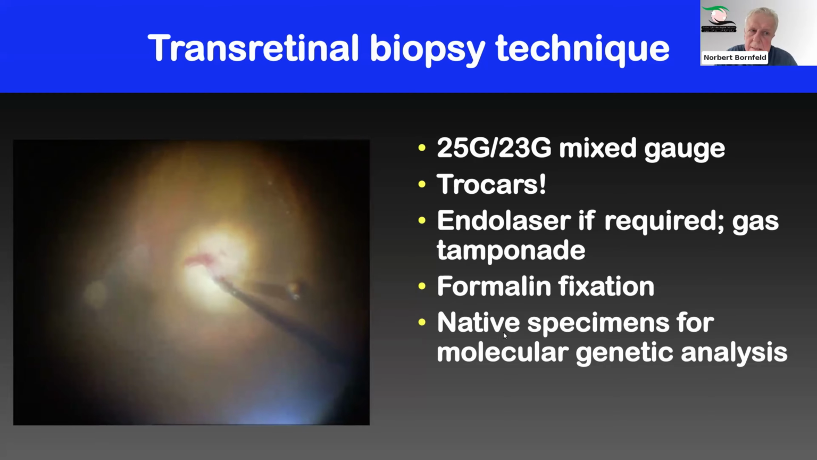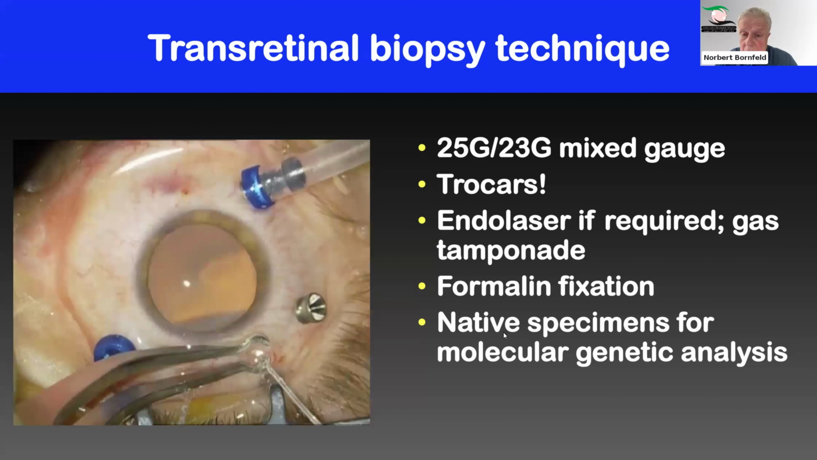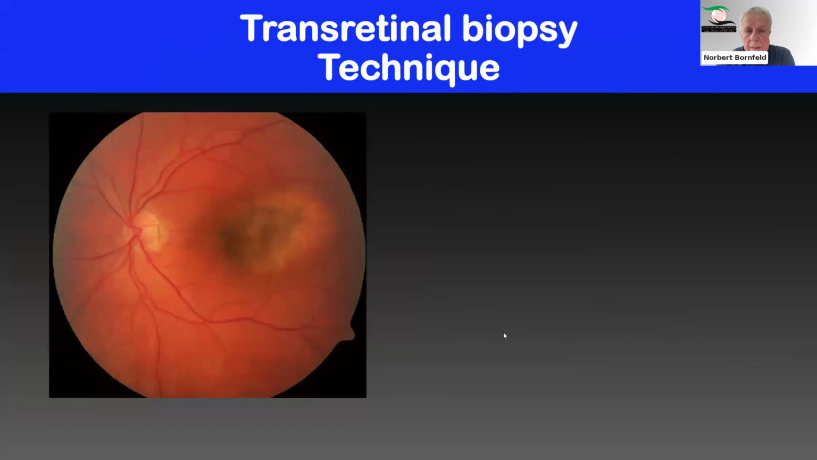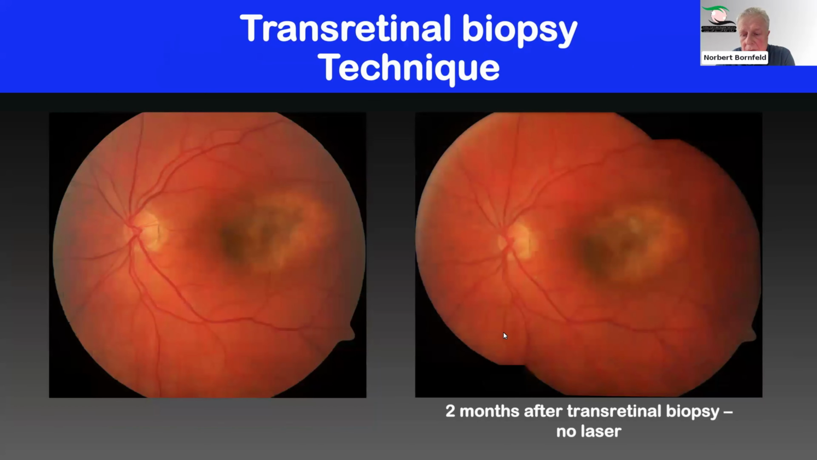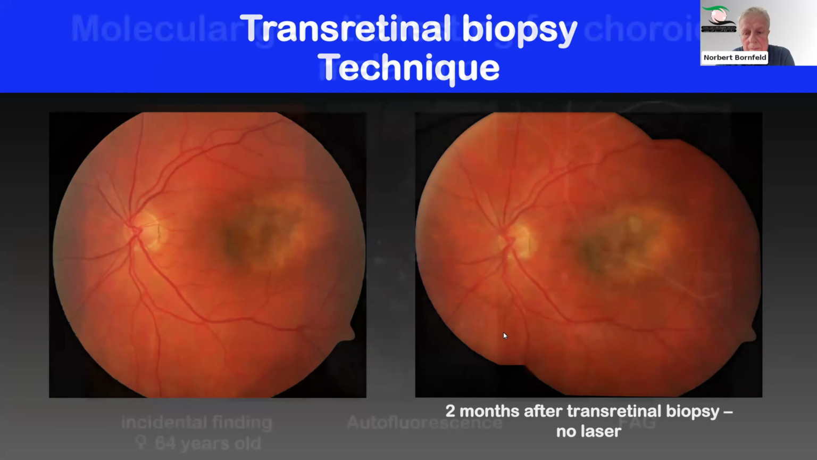So one of the techniques to get the tumor cells is transretinal biopsy. This is shown in that video. We do it with a mixed gauge vitrectomy. It's essential to use trocars in order not to disseminate tumor cells. Endolaser is used if required, and gas tamponade if required, and the specimen is fixed in formalin, and a native specimen is used for molecular genetic workup. This is such a patient. Biopsy was done 2 months after the previous biopsy. No laser was used, and it's a very atraumatic treatment.